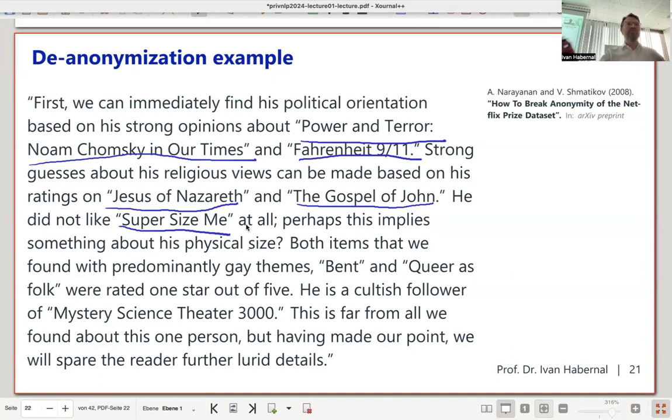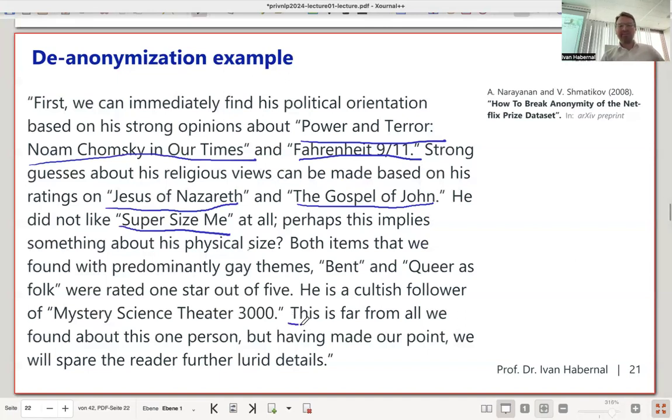Okay, so we're learning something about this person just by what the person is watching. Both items that we found with predominantly gay themes, Bent and Queer as Folk, were rated 1 star out of 5. So he's maybe anti-gay. I don't know any of these movies, by the way. He's a cultish follower of Mystery Science Theater 3000. No idea what that is. Maybe it's bad. I don't know. Anybody knows that? No. Okay, doesn't matter.